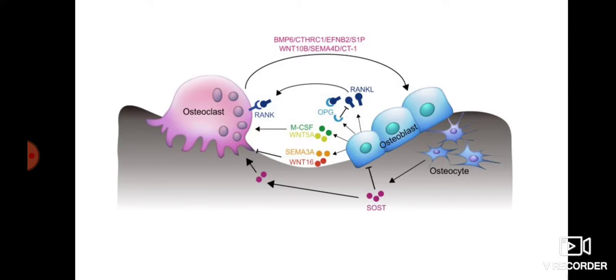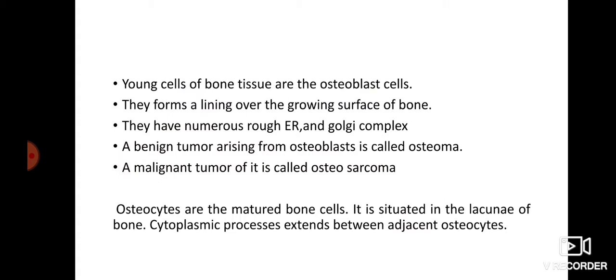In this picture, you can see the three varieties of bone cells on the surface. We can see the osteoblast cells and osteoclast. This is osteoblast, this is osteoclast. And inside the bone, there are mature bone cells, that's osteocyte. Young cells are the osteoblasts. They form a lining over the growing surface of the bone. They are rich in endoplasmic reticulum and Golgi complex.